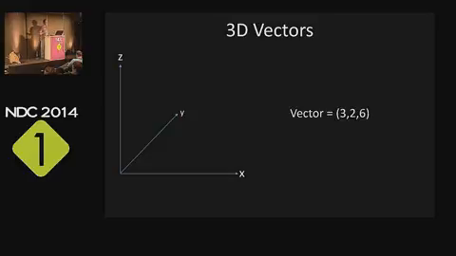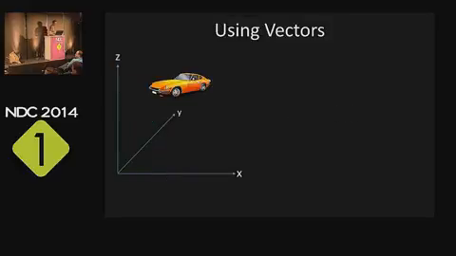You've got a point. It's going to be this on the X, Y, Z axis, and that's going to basically project out to a vector like this. Nothing too complex about that. And then there's how vectors are used. Vectors are used a lot in XNA for different things.